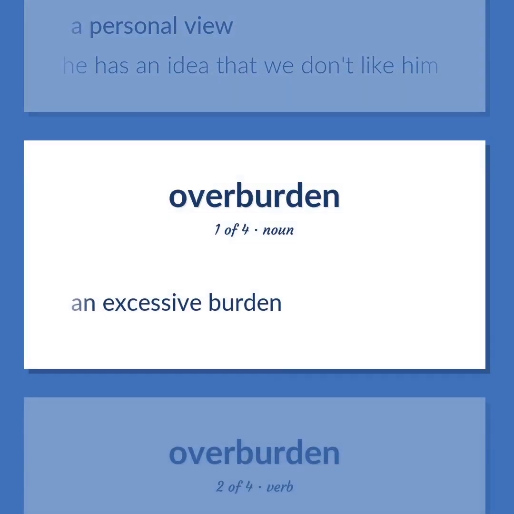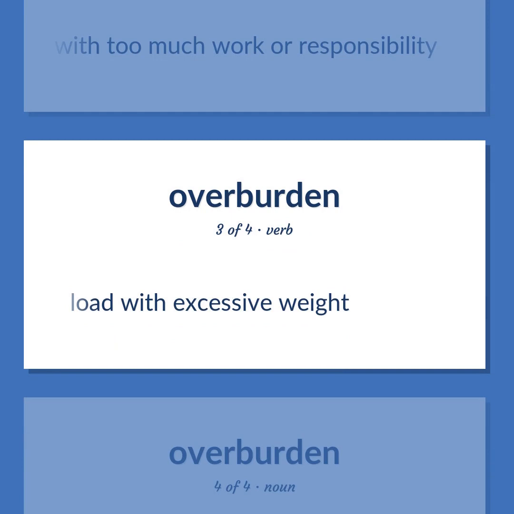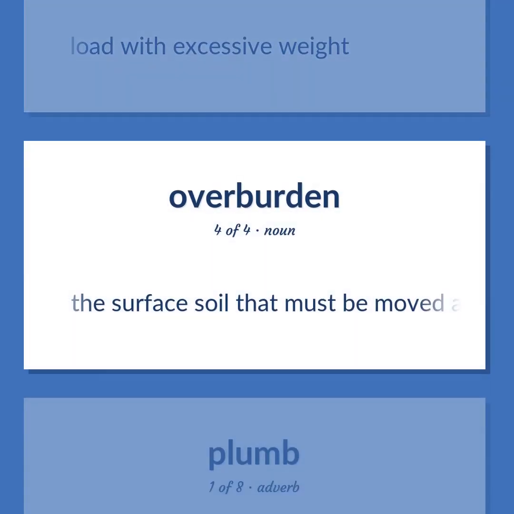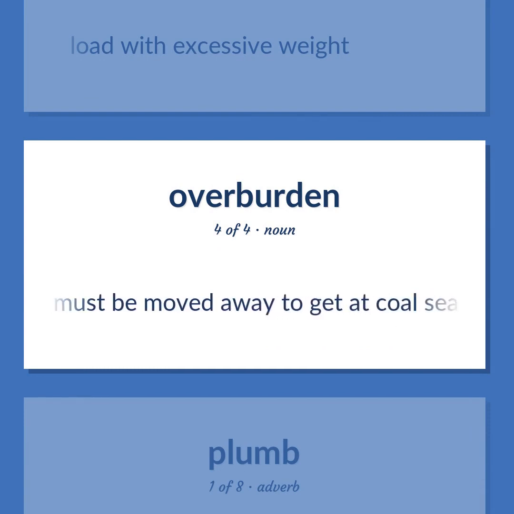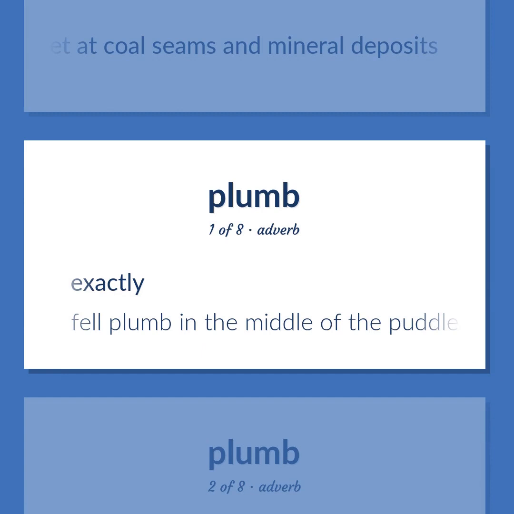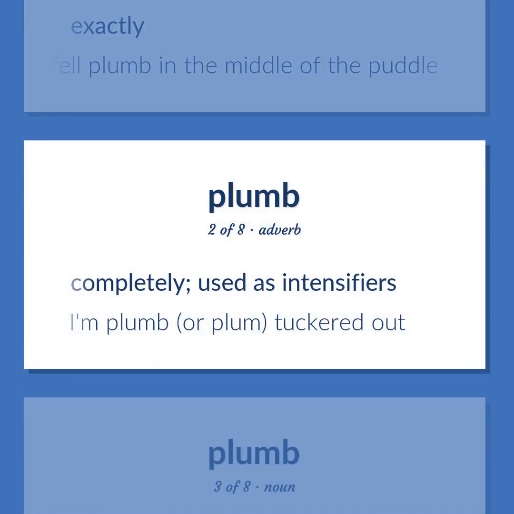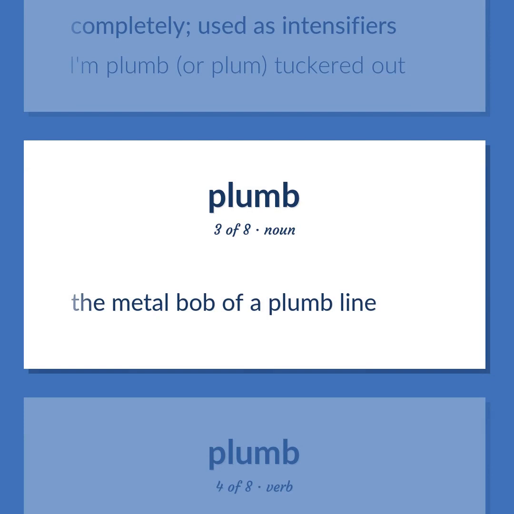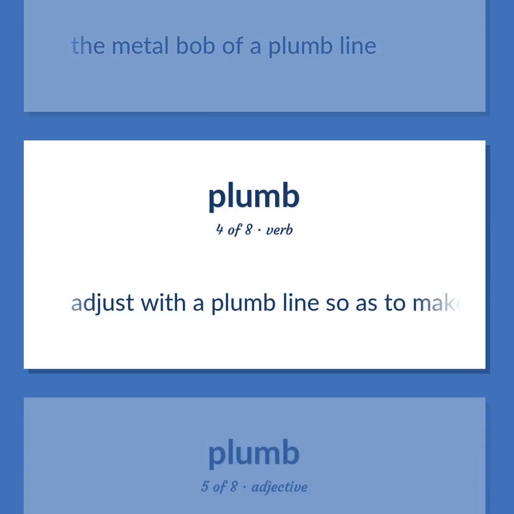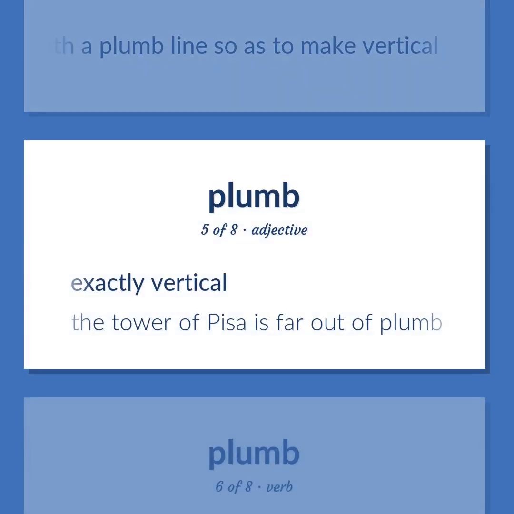An excessive burden. Burden with too much work or responsibility. Load with excessive weight. The surface soil that must be moved away to get at coal seams and mineral deposits. Exactly. Fell plumb in the middle of the puddle. Completely, used as intensifiers. I'm plumb tuckered out. The metal bob of a plumb line. Adjust with a plumb line so as to make vertical. Exactly vertical. The Tower of Pisa is far out of plumb.